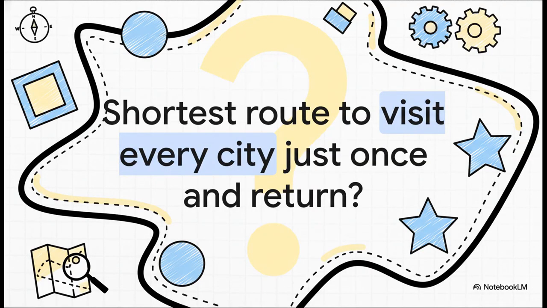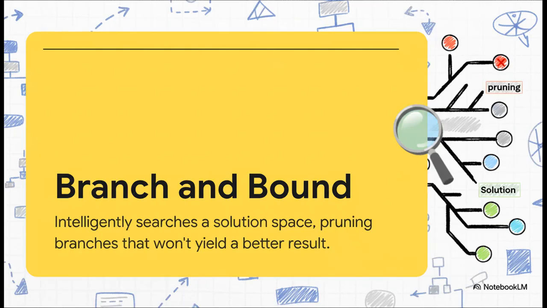Which brings us to one of the most famous problems in all of computer science, the traveling salesman problem. The question sounds so simple, right? But as you add more and more cities, the number of possible routes just explodes into astronomical numbers. It's incredibly hard to solve. So how on earth do you tackle something like that?